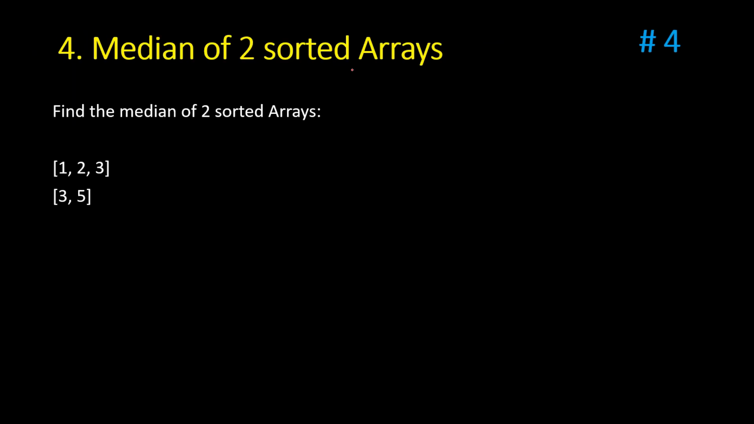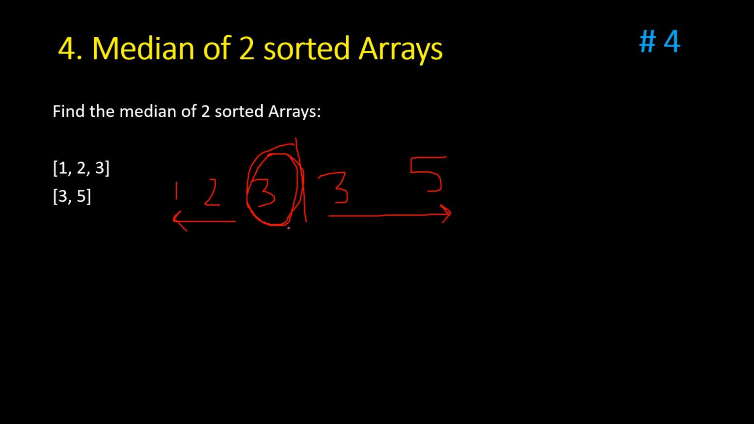It's called median of two sorted arrays. It's also a very popular problem. You are given two arrays which are already sorted. You have to find the median. By median we mean a number that divides a data set into exactly two parts. In this case we have 1, 2, 3, 3, 5. In this case it's an odd number, so there is a definite midpoint. If you take this 3, there are two numbers less than it, two numbers greater than or equal to it. So the median is 3.